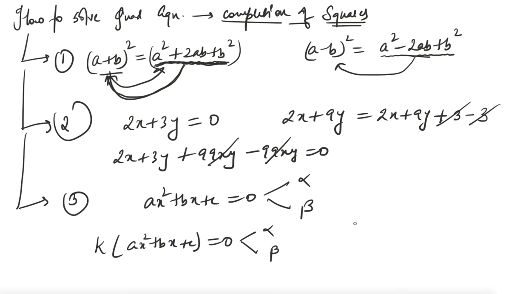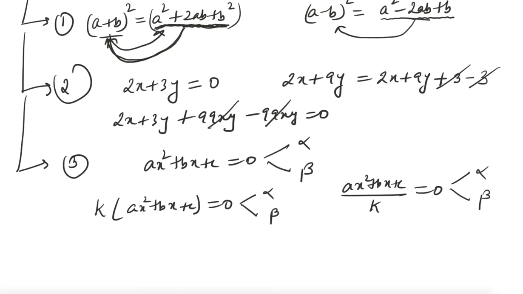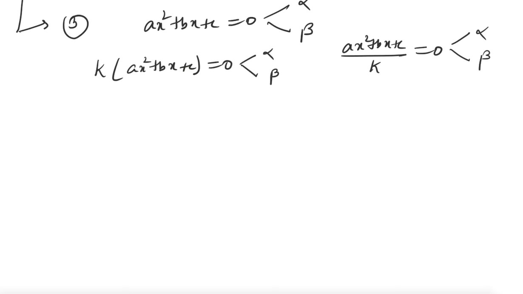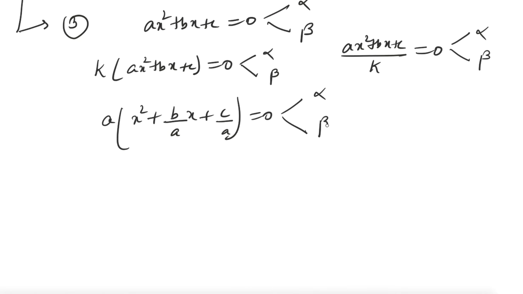Even if I divide this by some valid constant quantity k, (ax square plus bx plus c) divided by k equals 0, still the roots will be alpha and beta only. Always remember that. Doing such things will not alter the roots of the given equation. Even if I take out something common from the equation, for example, let me take out a, it will become x square plus (b by a)x plus c by a equals 0. Still the roots of this equation will be alpha and beta only. It will not change.